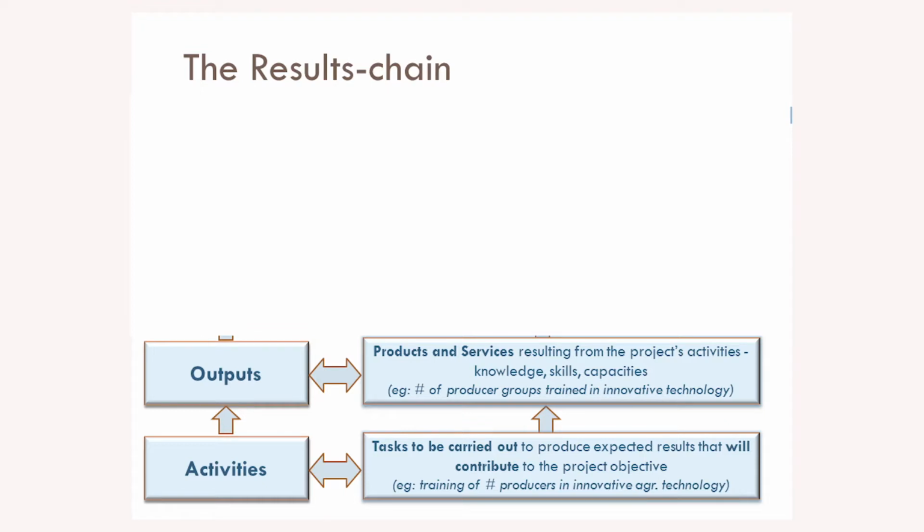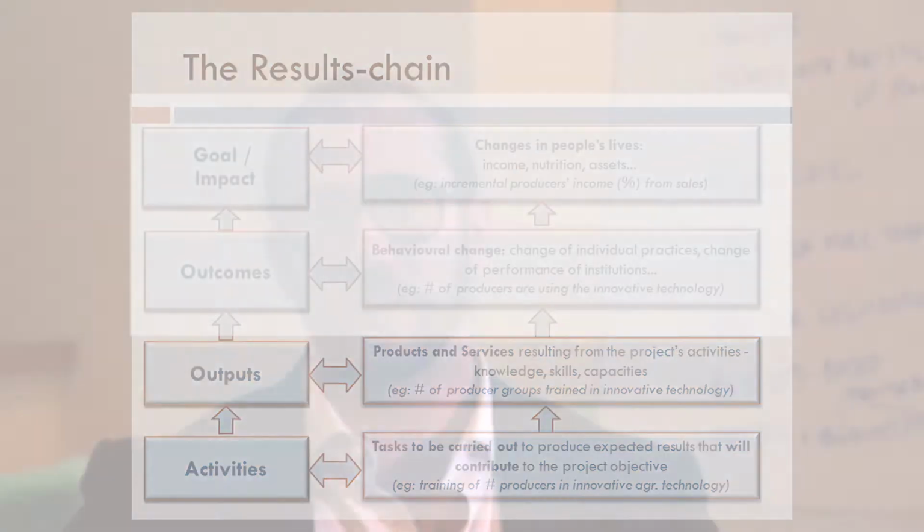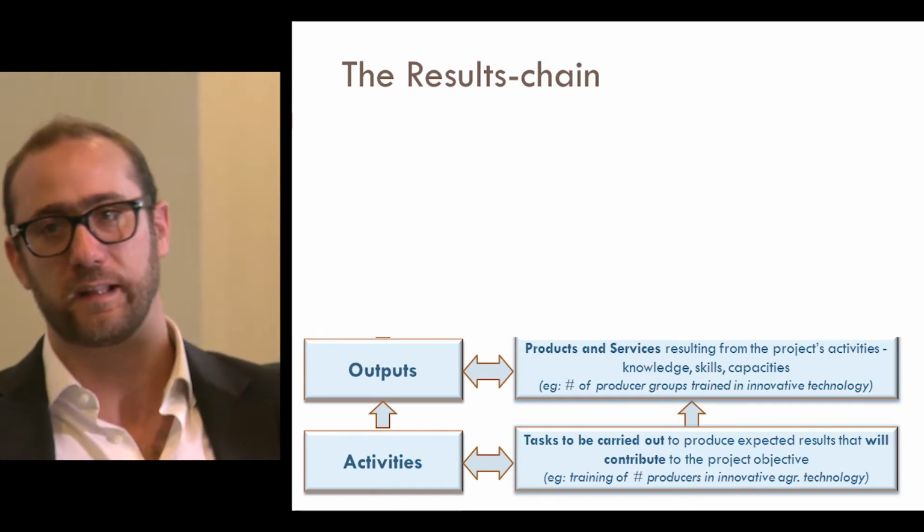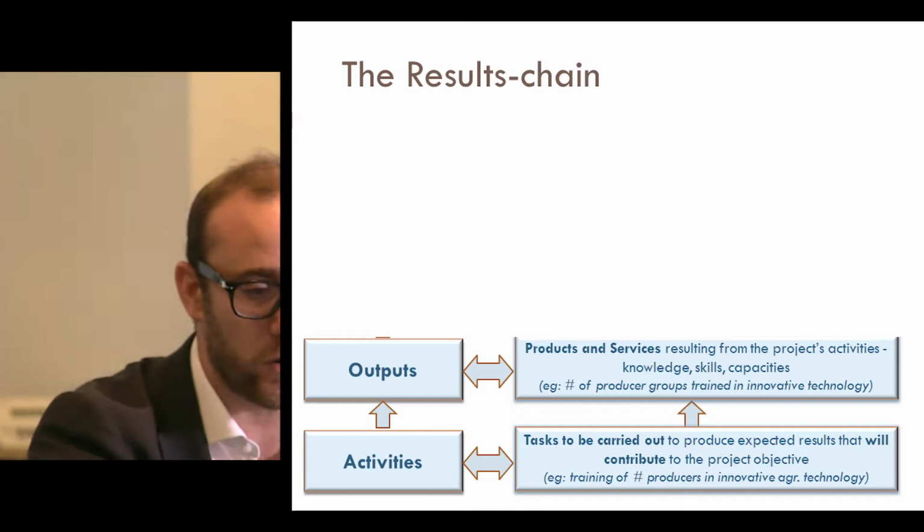The outputs. Usually I tend to involve you. If you don't mind, I'll ask you to complement or to correct me if I'm wrong. How can we define outputs in the result chain? If someone dares, otherwise I'll just tell you, so don't feel shy. Outputs usually are considered as products or services that are provided as fruit of activities. And in fact, we have a clear link between activities and output. An activity leads to an output, which is a product or a service.